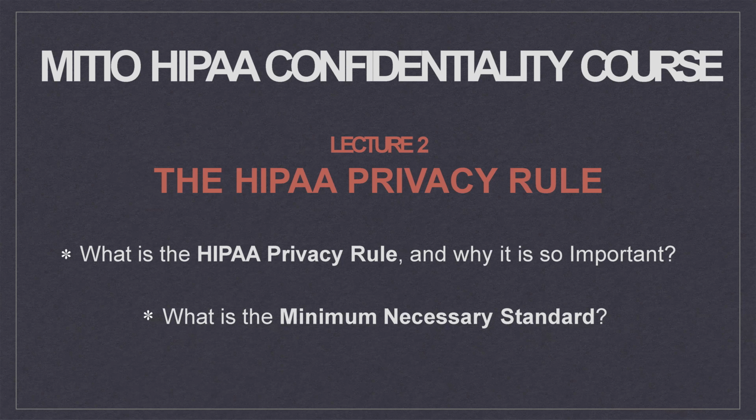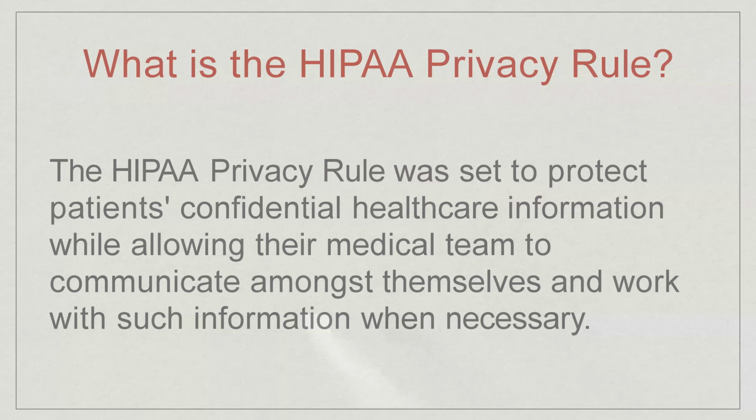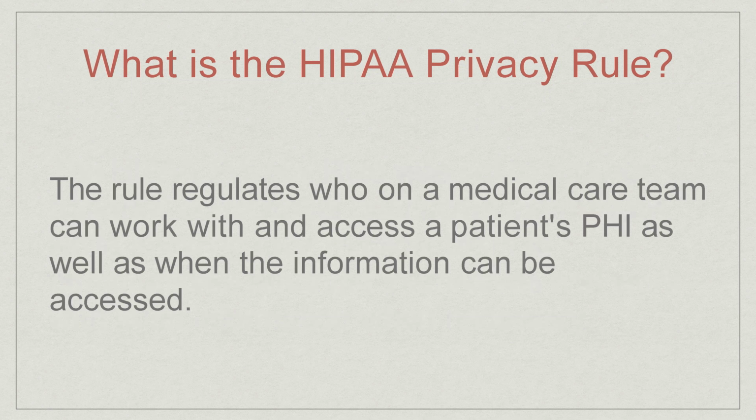What is the HIPAA privacy rule? The HIPAA privacy rule was set to protect patients' confidential healthcare information while allowing their medical team to communicate amongst themselves and work with such information when necessary. The rule regulates who on a medical care team can work with and access a patient's PHI, as well as when the information can be accessed.